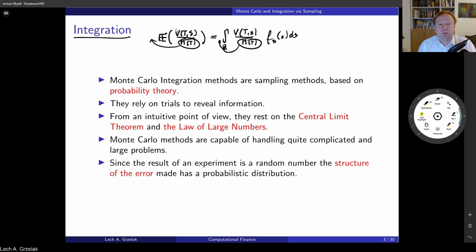seen in the past. There's a close relation between a pricing equation and also expected value. So this is something that we already have seen. And of course, this is associated with integration. As already mentioned, Monte Carlo integration is associated with a sampling, and it is linked to probability theory.